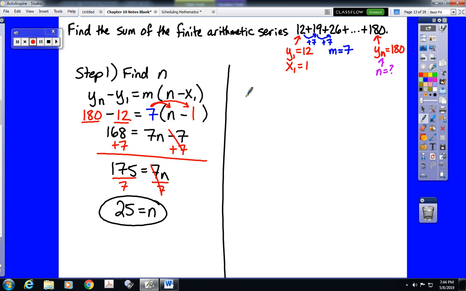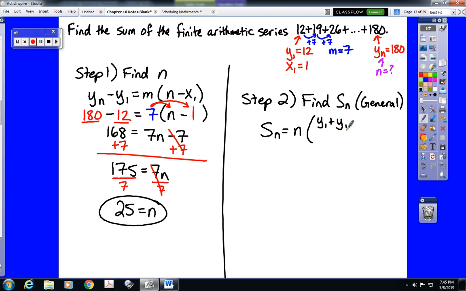So that takes us to step 2. Step 2, we are going to find s sub n, and we are going to use the general formula because we know the first term and the last term. So s sub n is n times y1 plus yn divided by 2. Plug in what we know. We know that we are finding S25 because n is 25. Y1 is 12. Yn is 180. So plug in what we know.